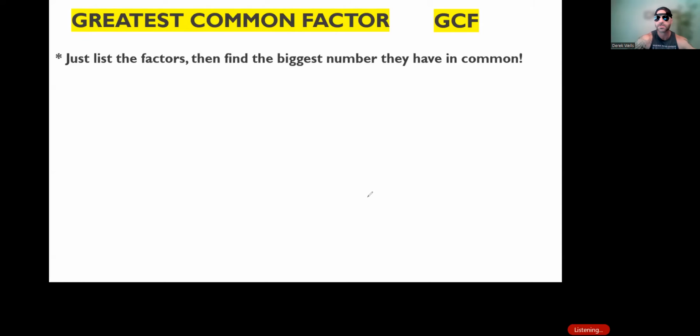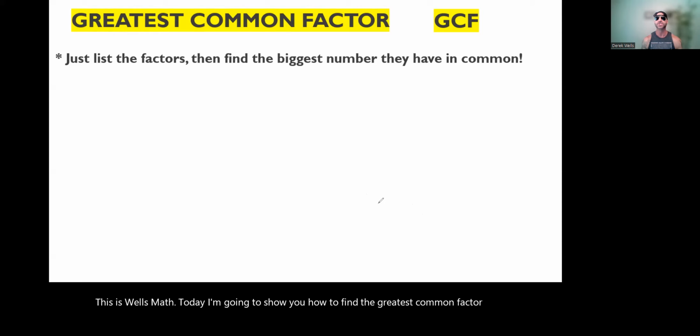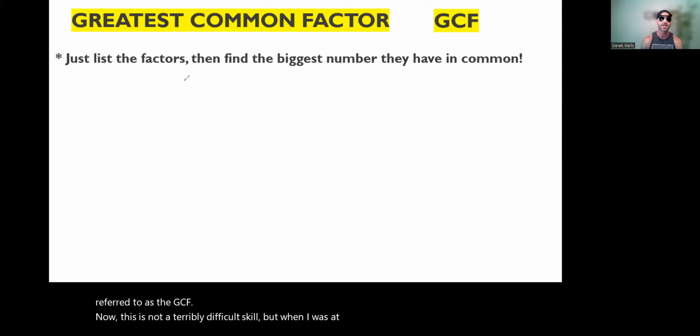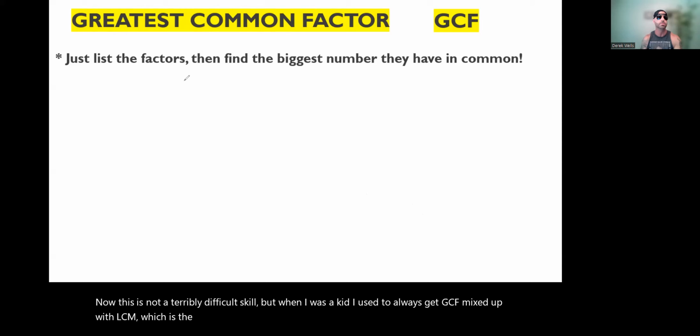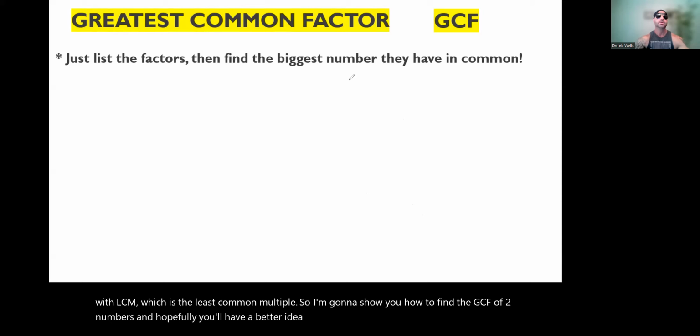This is Wells Math. Today I'm going to show you how to find the greatest common factor, often referred to as the GCF. Now, this is not a terribly difficult skill, but when I was a kid, I used to always get GCF mixed up with LCM, which is the least common multiple. So I'm going to show you how to find the GCF of two numbers, and hopefully you'll have a better idea how to do that.